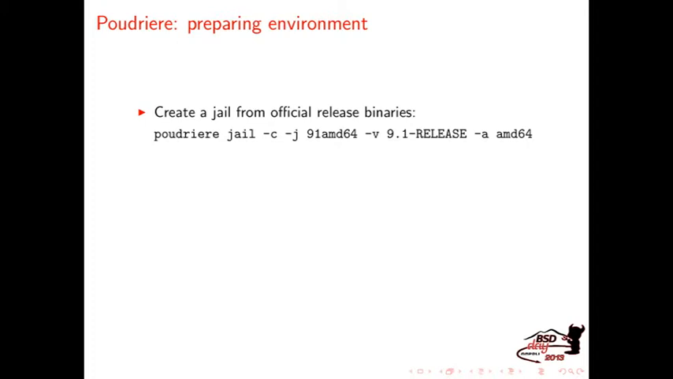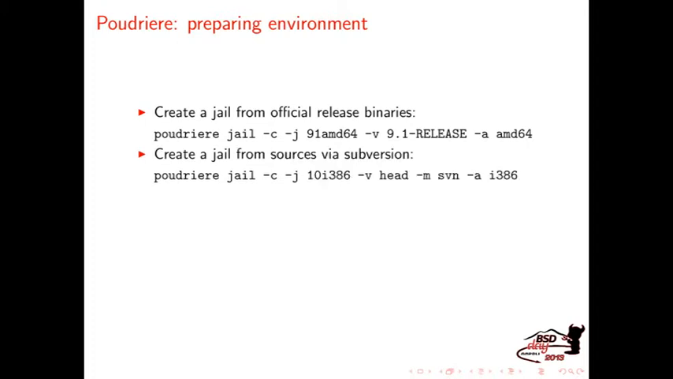Poudriere can be run from any directory since this command is stored in the standard binary path. It has subcommands too. We are telling it to work on jails. We create a jail named 91amd64. We require version 9.1-RELEASE for architecture amd64. Poudriere uses defaults. In case of jails, the default is to download via FTP from the official mirrors. So this will download a binary distribution from the official mirrors and create a jail with that.